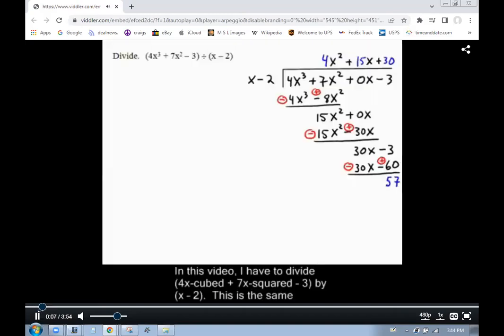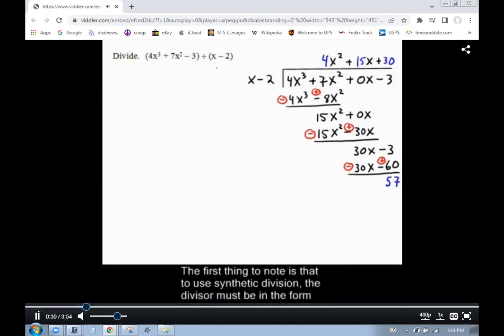In this video, I have to divide 4x cubed plus 7x squared minus 3 by the quantity x minus 2. This is the same example that I did in an earlier video using the long division process. However, in this video, I'm going to use sort of a shortcut method called synthetic division.